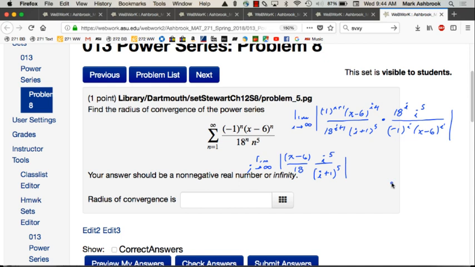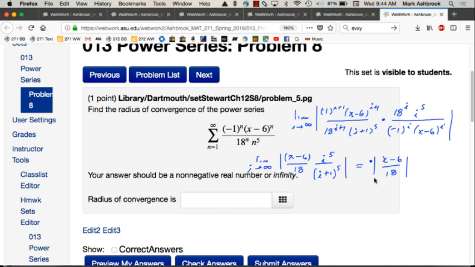So what is this limit? As i gets really big, what do we have? |x - 6| over 18. That is an easy limit, goes to 1, right? i to the 5th over (i+1) to the 5th is basically i to the 5th over i to the 5th when i gets large.